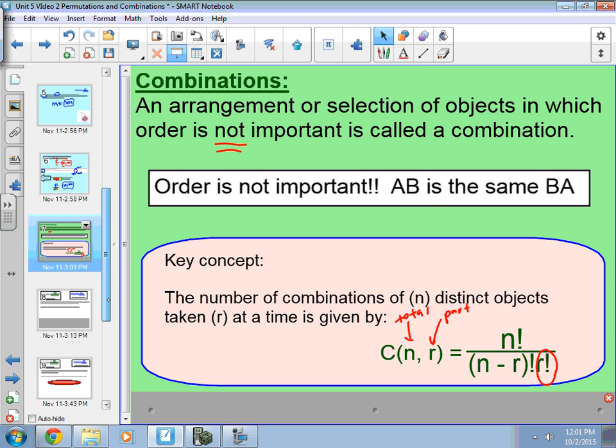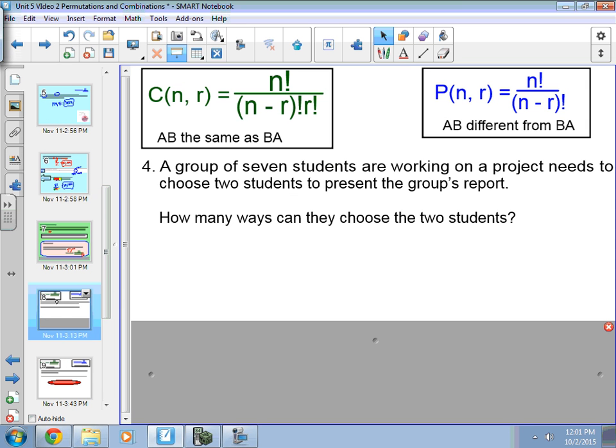Combinations have the same thing though. You have a button on your calculator that we can also use to do these, and we'll show you how to do that. So let's look at an example of a combination. Number 4 says a group of 7 students are working on a project and it needs to choose 2 students to present the group's report. How many ways can they choose the 2 students?